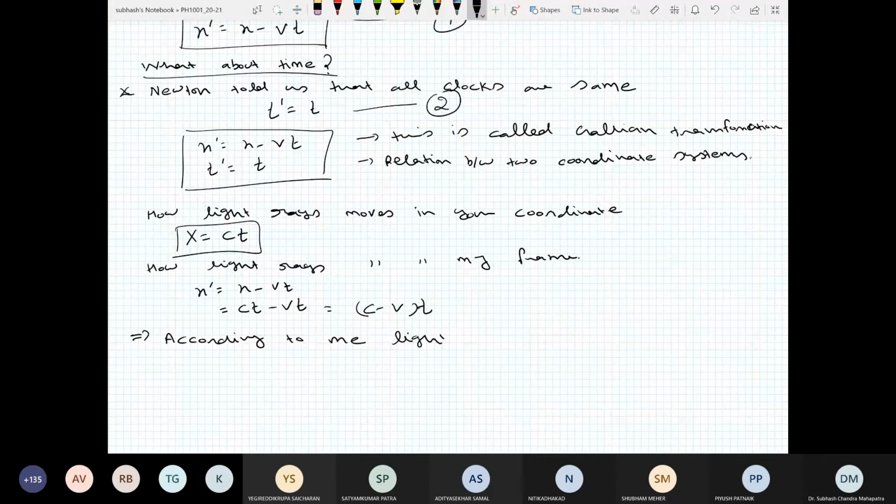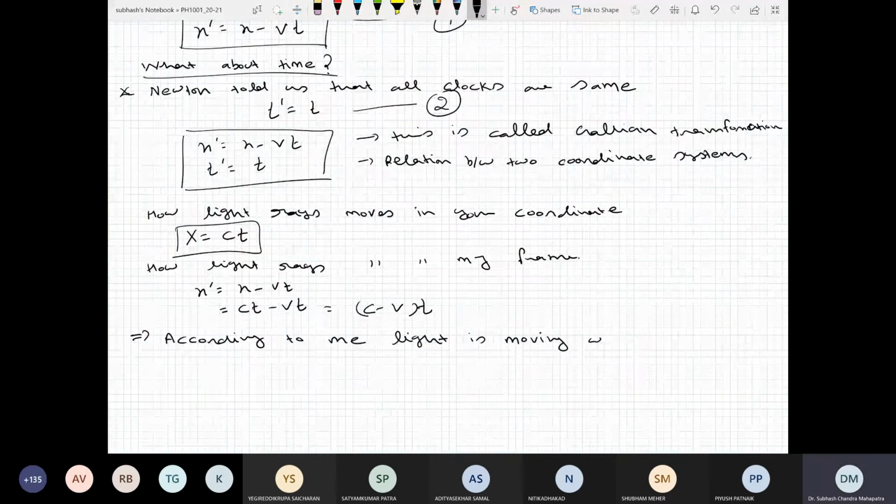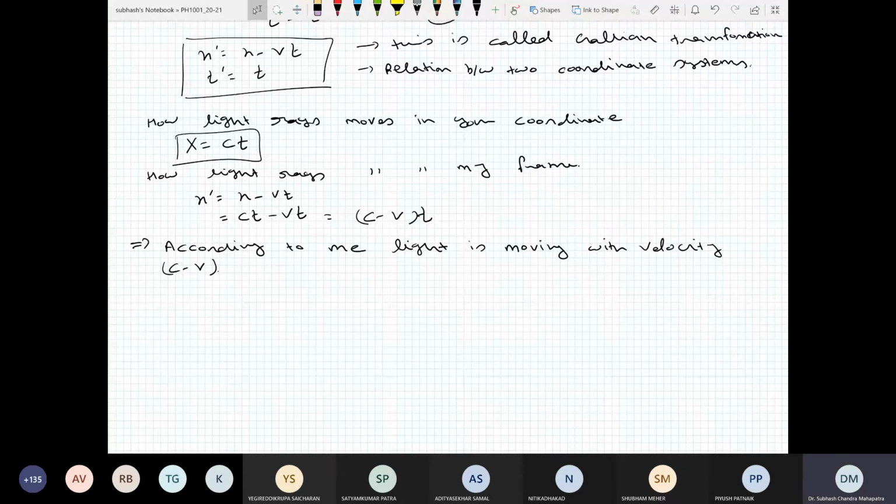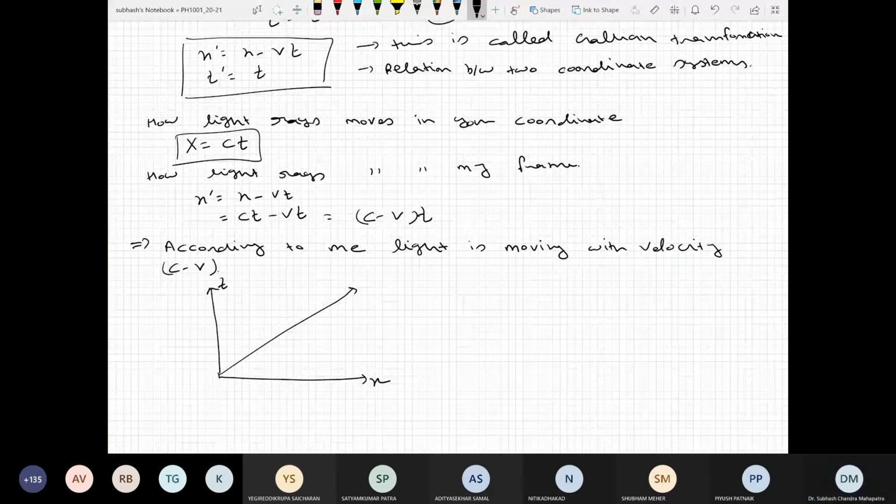light is moving with velocity c minus v. Okay, so what has happened? This is your coordinate, and you send a light. This is t, this is x. My coordinate is t prime, x prime, and I'm moving with velocity v.